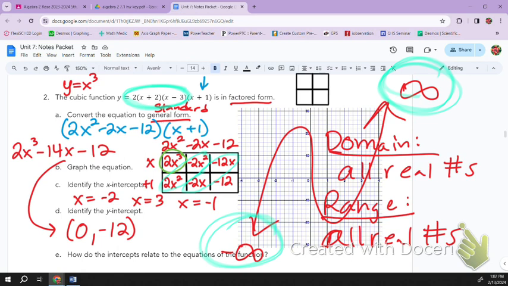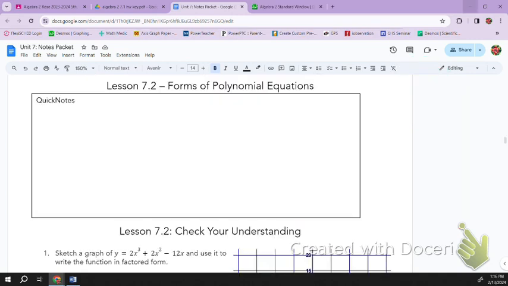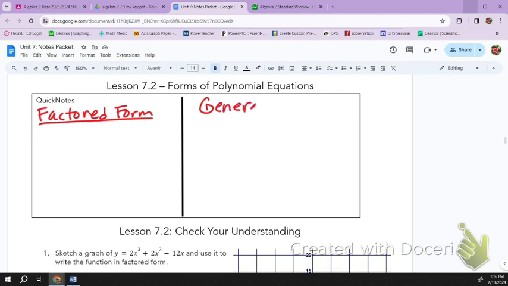Okay, next page. Here we go. Today, factored form. We talked about the general form or the standard form. So we're going to split our box into two. The two forms: factored form, and the general form or standard form.